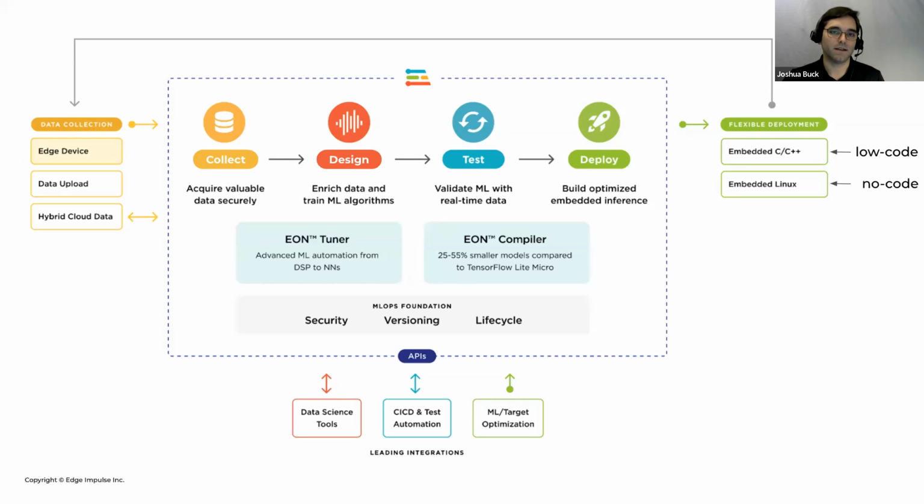Edge Impulse also has a lot more to it than just collect, design, test, and deploy. There's features such as Eon Tuner and Eon Compiler that we did not cover today, as well as other tools to ensure that you can build a whole ML ops platform so that you can continuously generate models, develop them, deploy them, and refine them so that you can get your model out there faster in a more efficient way in the field.